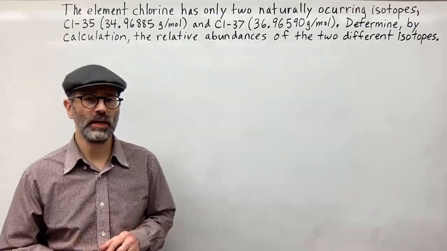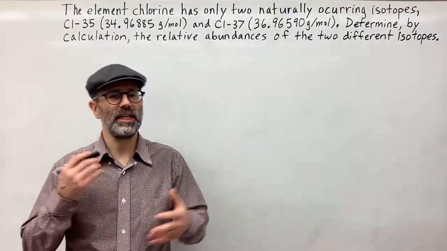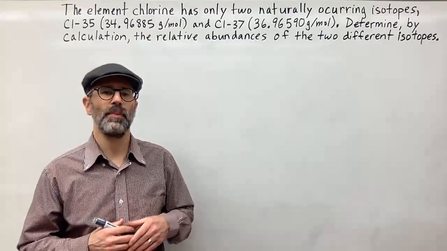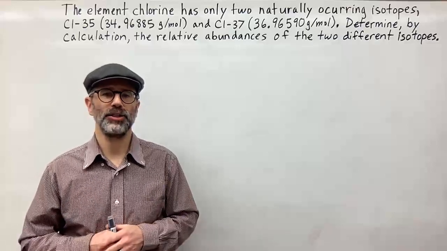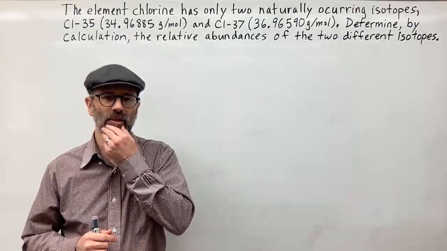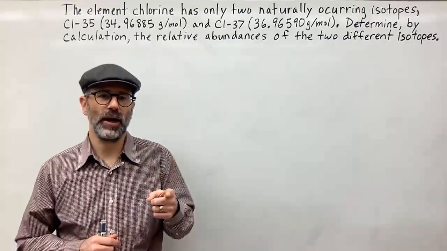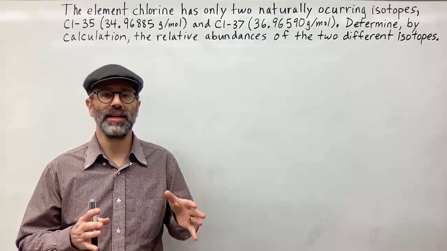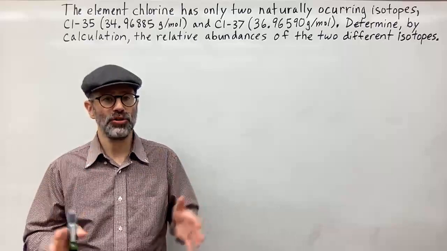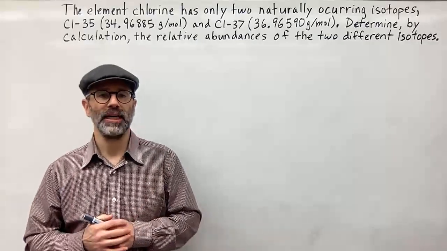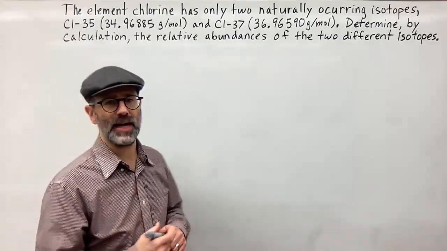Okay, so what you want to keep in mind is we need to understand the distinction between percent abundance and relative abundance. They're very related to each other, and that's going to help us out. And if you know the equation for how to find the weighted average atomic mass, you can use that equation. That's going to be very helpful in this case. So let's go ahead and write that down.